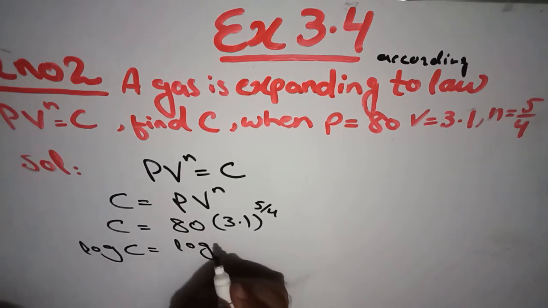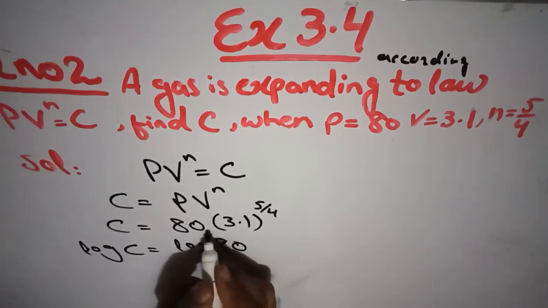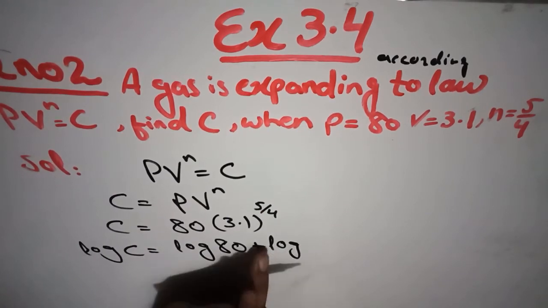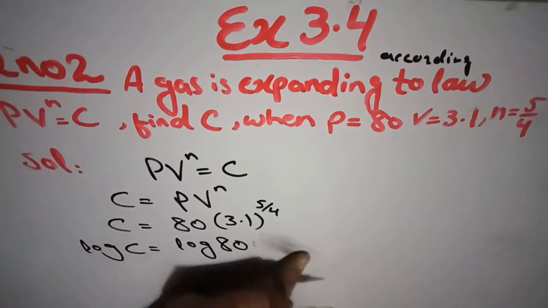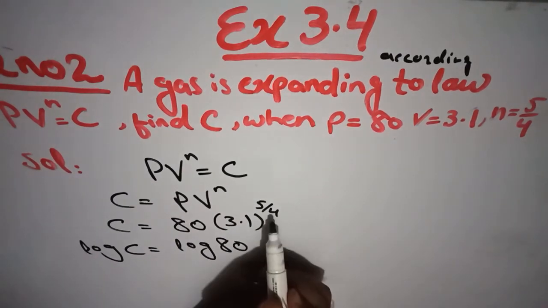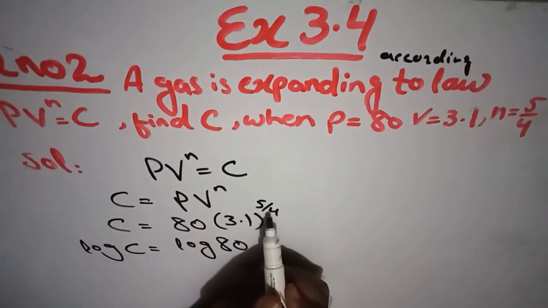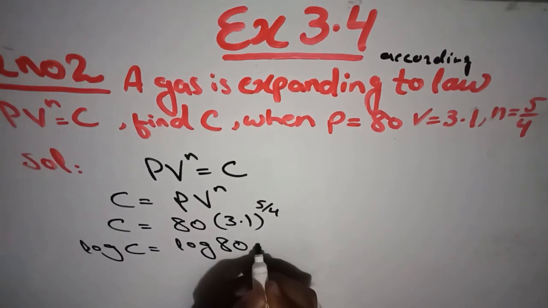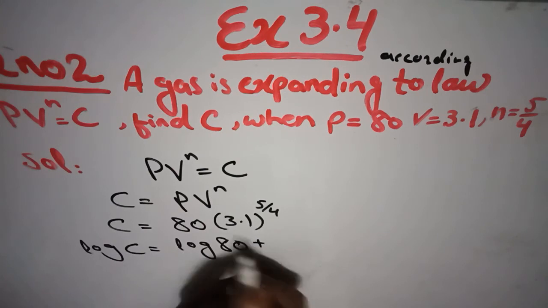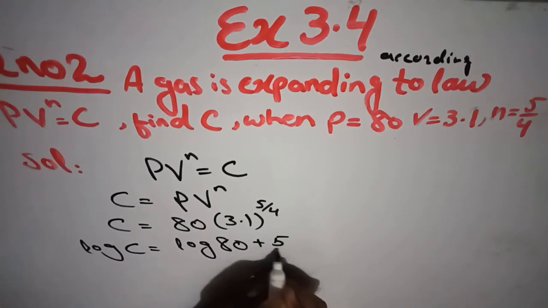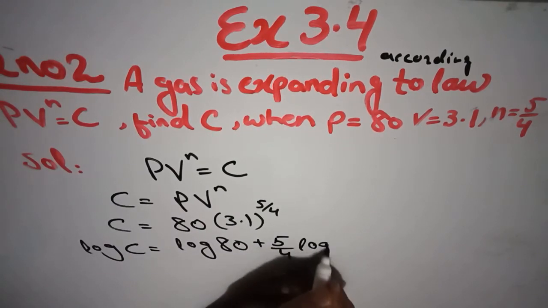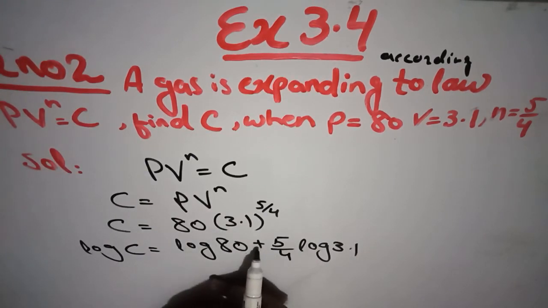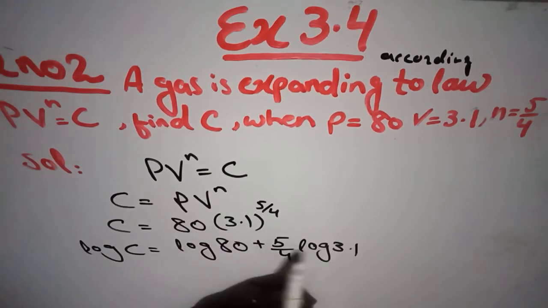I am just applying the property of the log, that is log 80. This is a multiplication because it is in brackets, so you can write this multiplication in addition form. Also, let me tell you simply, if there is a power coming before the logarithm, 5/4 power will be written before the log and then 3.1. So log 80, then the multiplication will be changed into addition and the power will come before the log, and then 3.1.